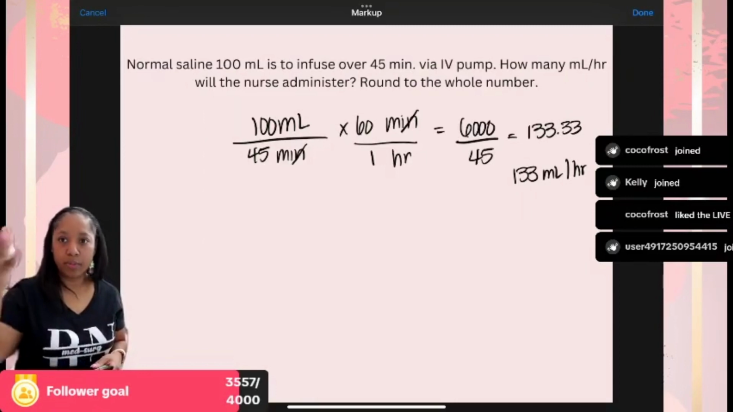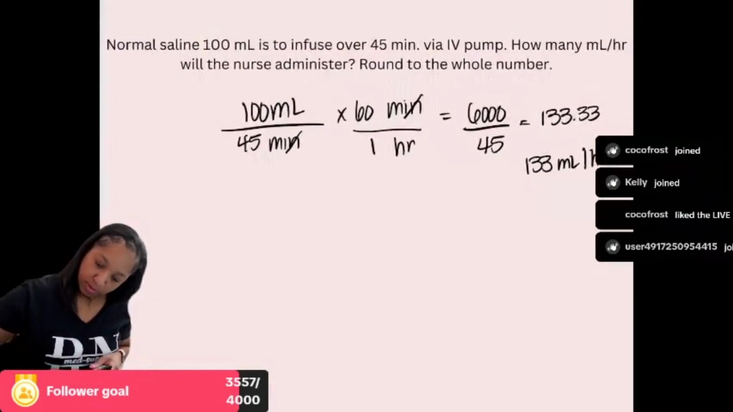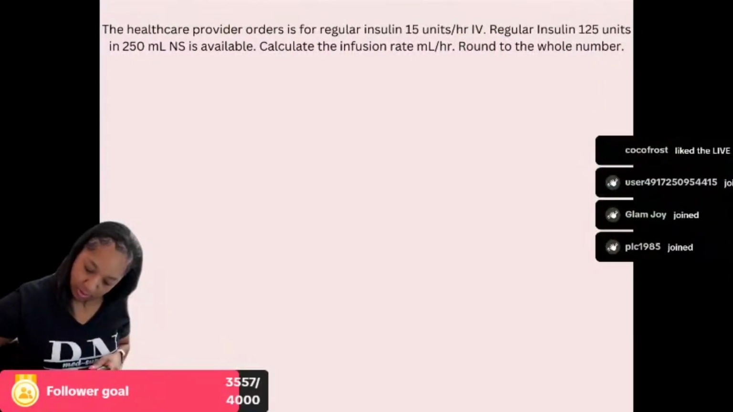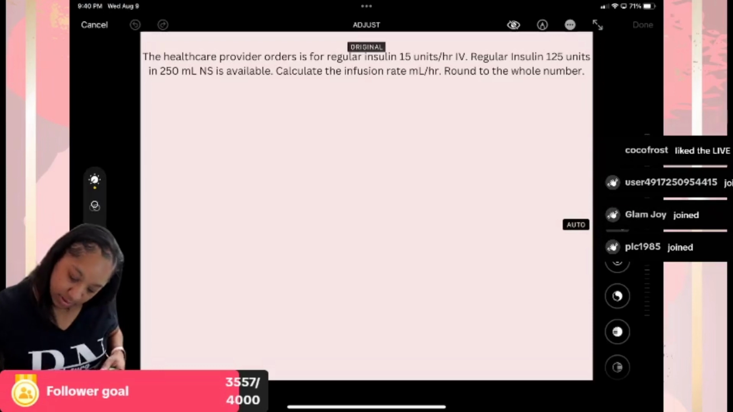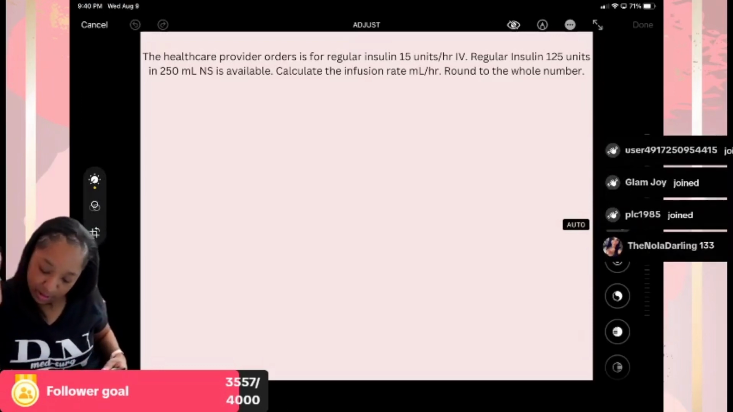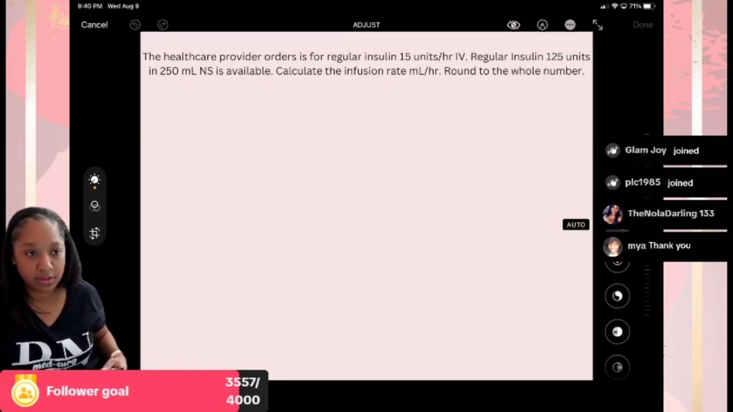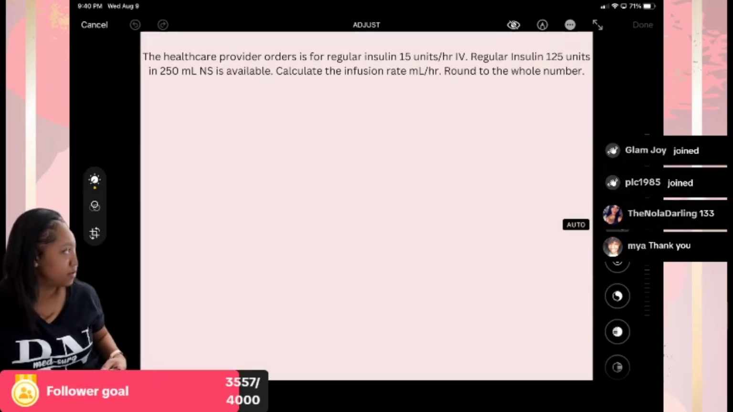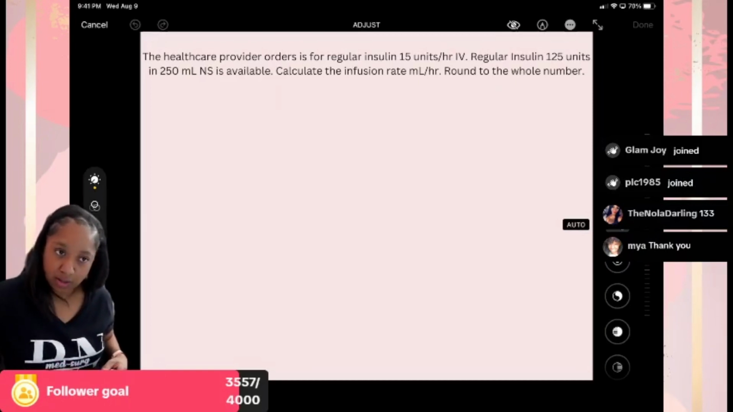Maya, there's some more practice for you. Alrighty. For this test that you got tomorrow, I am nearing the end. The healthcare provider orders regular insulin 15 units an hour IV. Regular insulin 125 units in 250 mLs normal saline is available. Calculate the infusion rate, which is mL per hour, and round to the whole number.